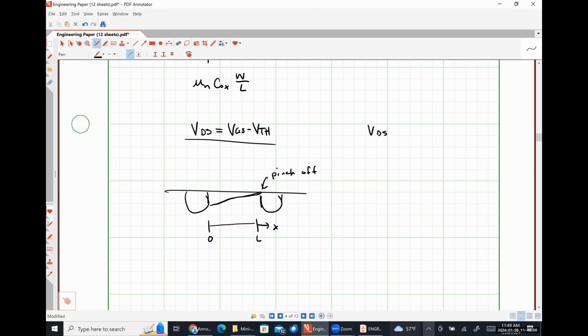For VDS greater than VGS minus VTH, now that pinch off point is going to occur further in. So here is where L was. This is our new effective length. And because that L effective is smaller, how does the current flow?